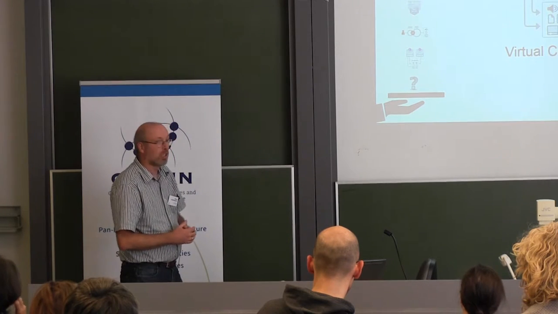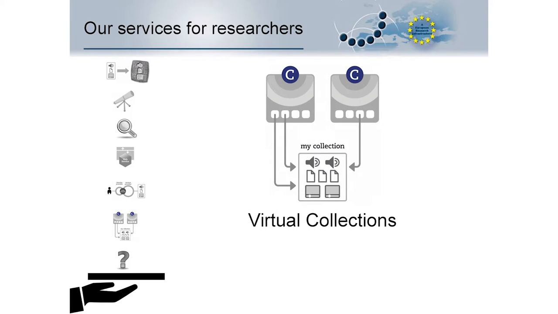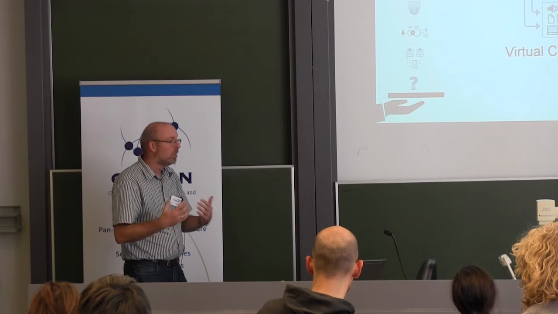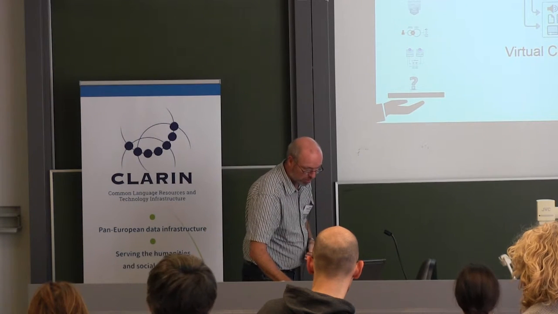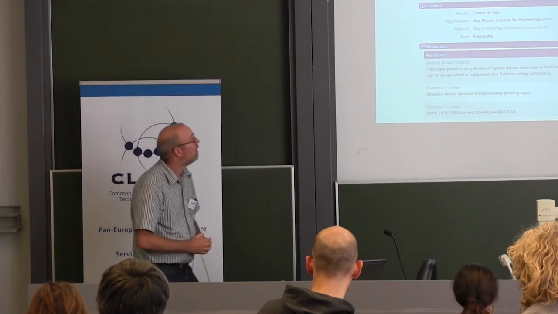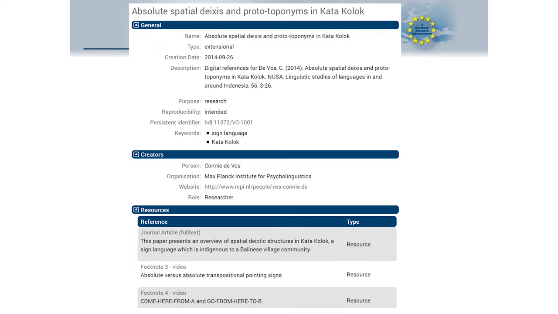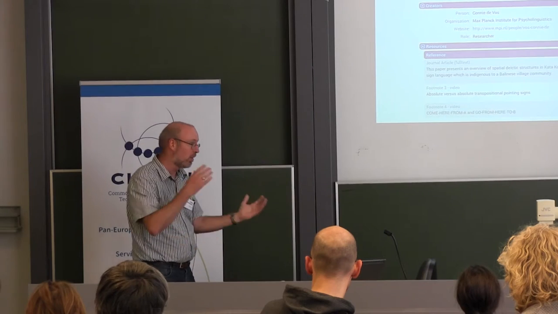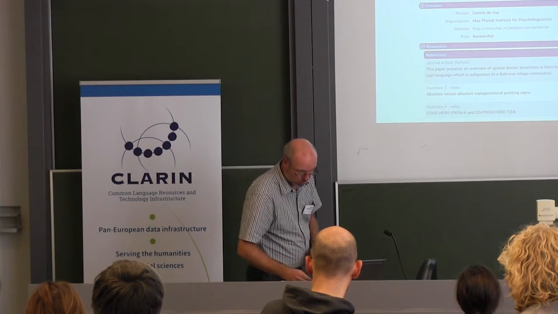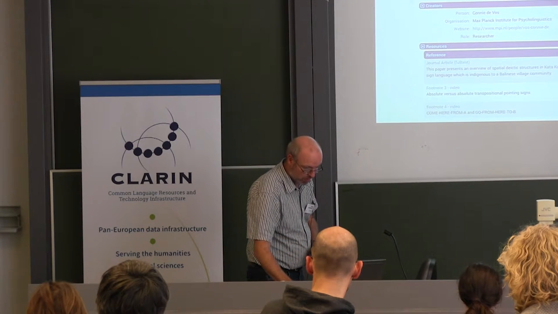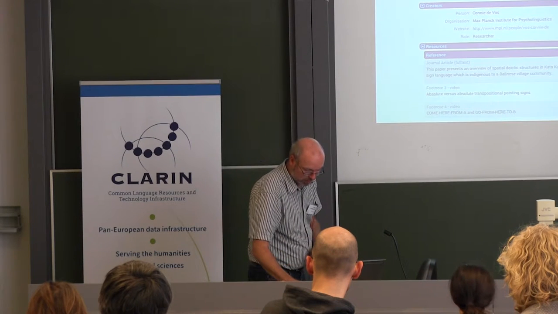Then if you find all kinds of resources that you find interesting, you can combine them and keep the links to them in your own virtual collections. You can go out there using the VLO or other ways to find certain resources and then collect them together in these virtual collections. So they can be pointers to resources from various archives or centers. This is an example: absolute spatial deixis and proto-toponyms in Katakolok. Somebody from the Max Planck Institute created this collection, and here there are several resources that she put together. This collection is available again, and you can direct other people to this resource. It also gets a persistent identifier, so you can refer to this as a static set.